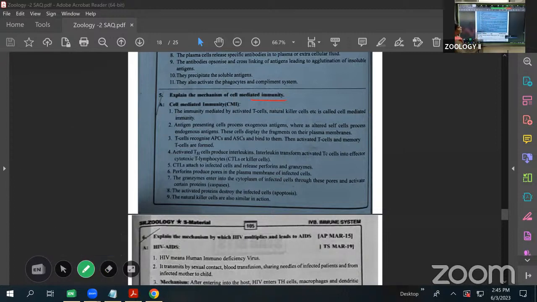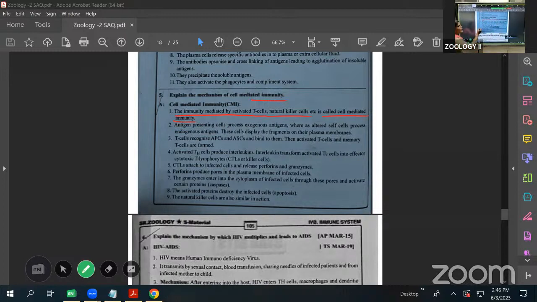See here, the cell-mediated immunity is the immunity mediated by activated T cells. Already I said, activated T cells are the natural killer cells. NK cells are participating in this. That's why it is called cell-mediated immunity. In this, the cells are involved. In humoral immunity, B cells are not directly involved; B cells are producing the antibodies, and the antibodies are participating. But here directly the T cells and NK cells are participating. That's why we call it cell-mediated immunity.